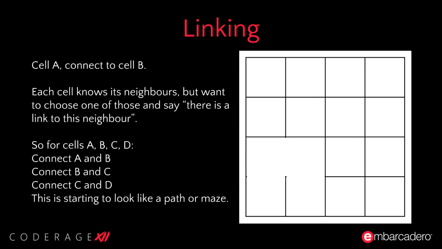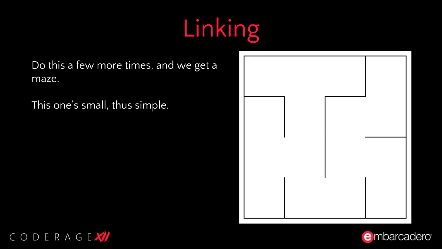This shows having cells in a grid, and what happens when you link a cell. That is the difference between a cell having neighbours and a cell having linked neighbours. We do this a few more times and we get a maze. This one's quite small because it's only a 4x4 grid, but despite that, it is recognisably a maze with interesting shapes and passages.